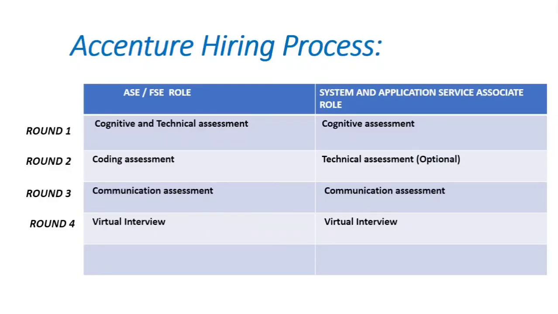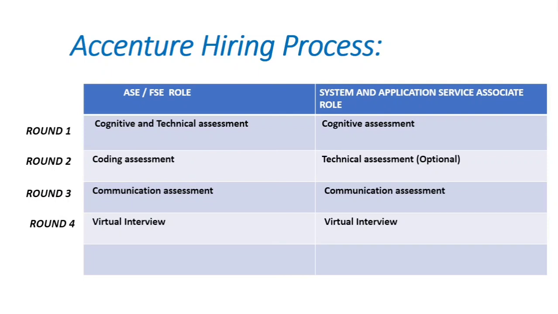Before telling you about the communication round, first of all we will see what the main rounds in the hiring process are. For the role of ASE, that is Associate Software Engineers and Full Stack Engineers, the first round is cognitive and technical assessment, which includes 90 questions in 90 minutes. The second round is the coding assessment, which includes 45 minutes and two questions in which you can code using any language like Python, Java, C Sharp, or C++. The third round is communication assessment, and the last round for the ASE or FSE role is virtual interviews.